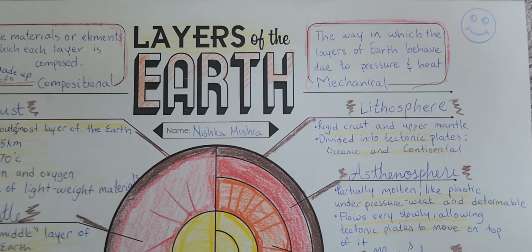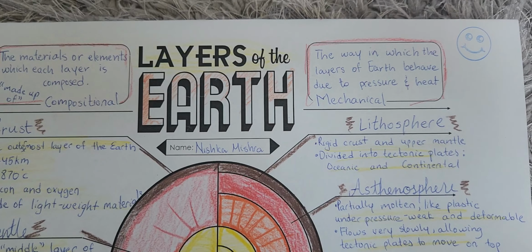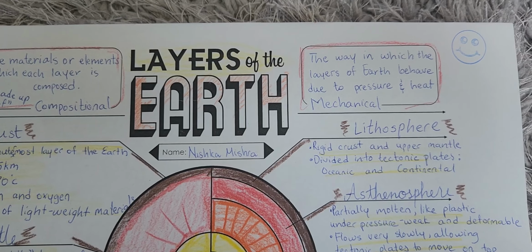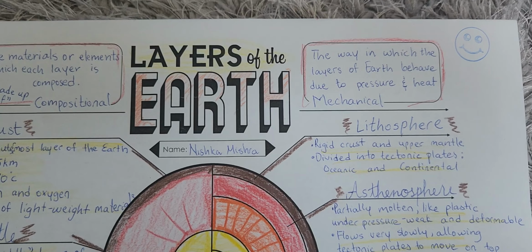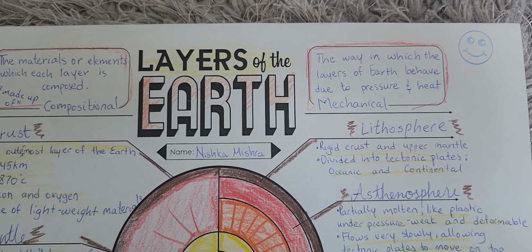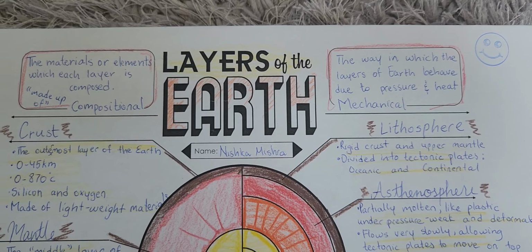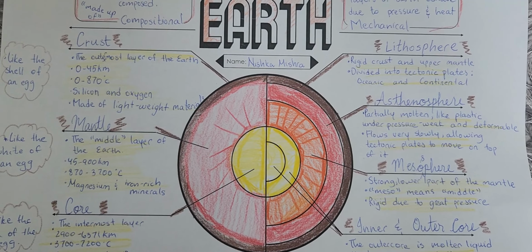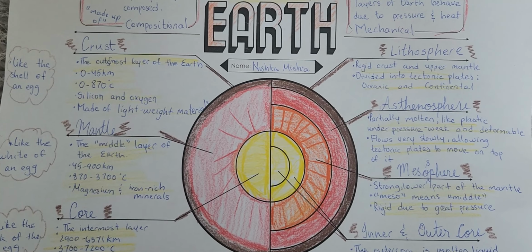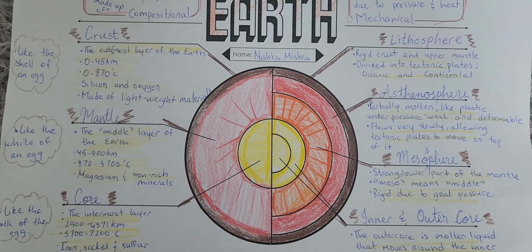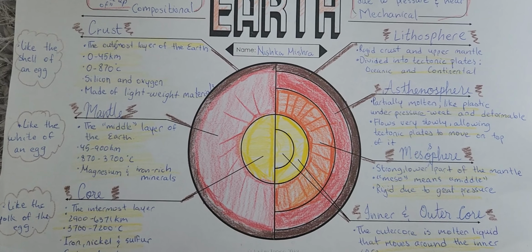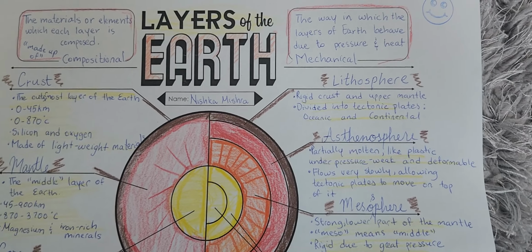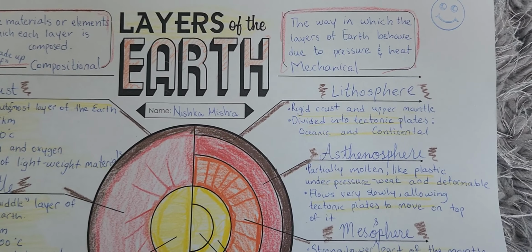The mechanical layers are the layers or the way in which the layers of Earth behave due to pressure and heat. So heat, we've seen how the more inner you get in the Earth, the more the heat increases. So this makes the materials in each layer of the Earth behave differently. That's what the mechanical layers are made up of.